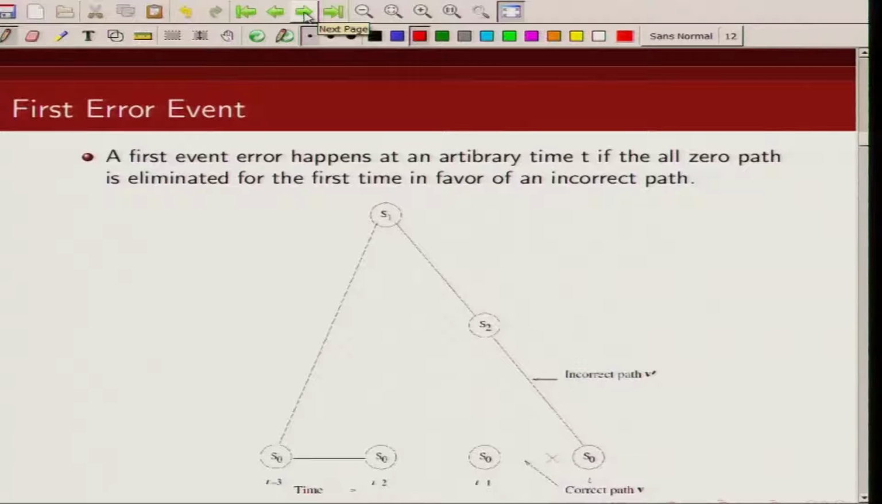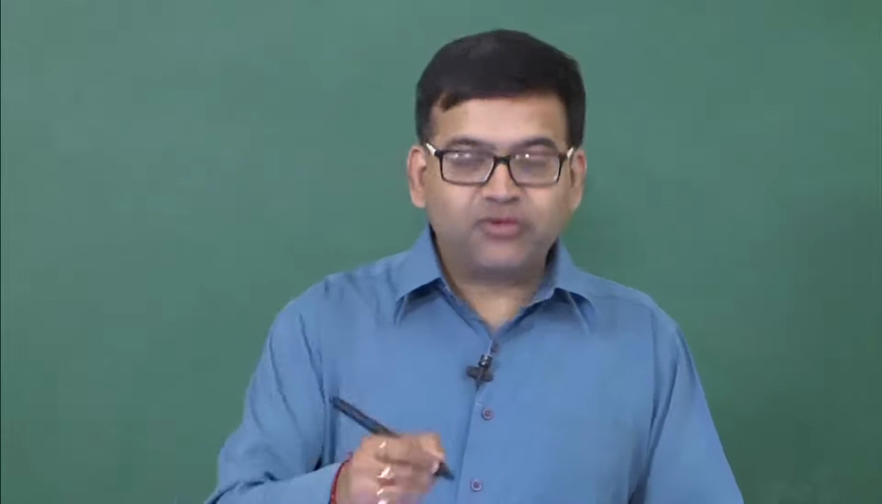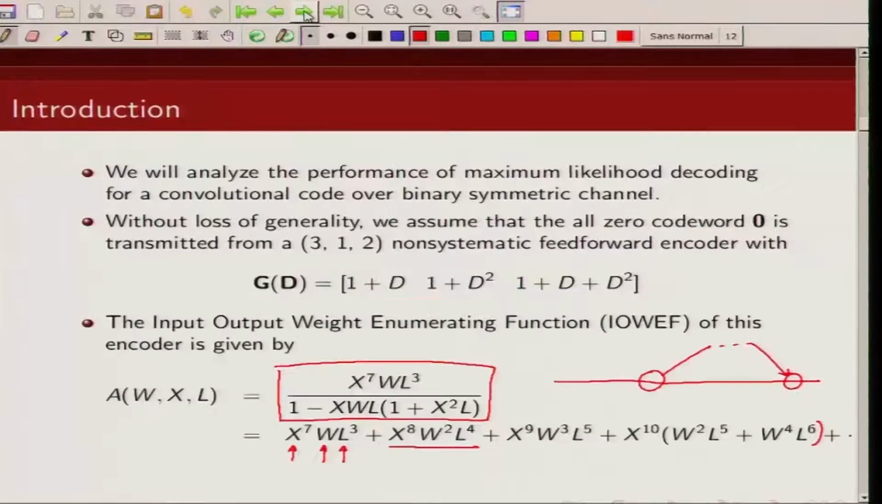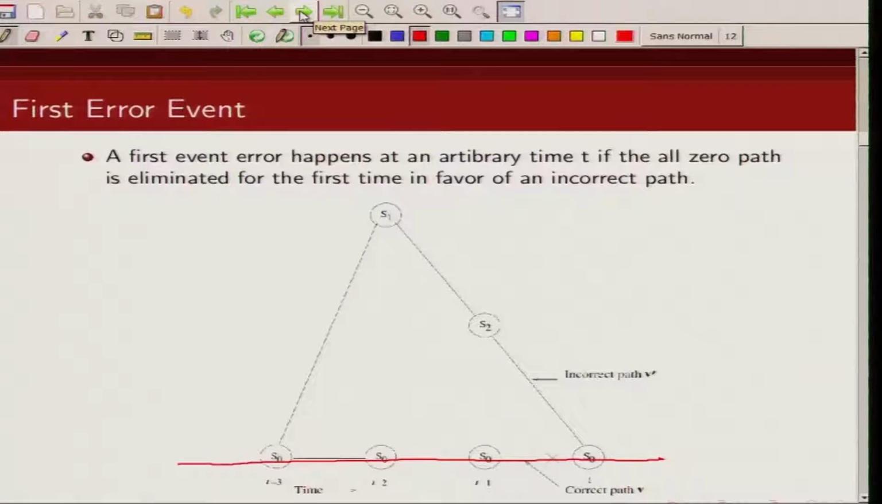So, let us talk about what we mean by error here. Since we considered an all 0 sequence, we expect that our correct path should be the one which goes through the all 0 state, because if you recall, we assumed that an all 0 code word was transmitted. So, what is the correct path? The correct path is the one that goes through all 0 states. So, this is the correct path.